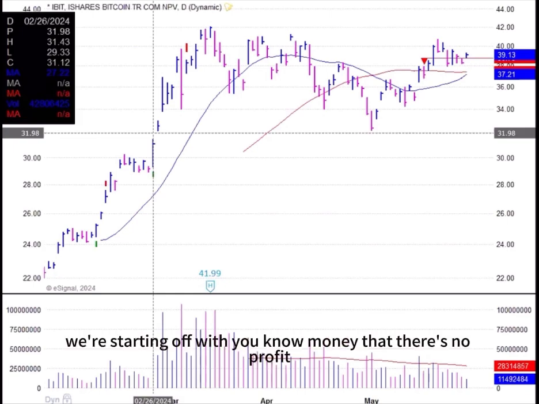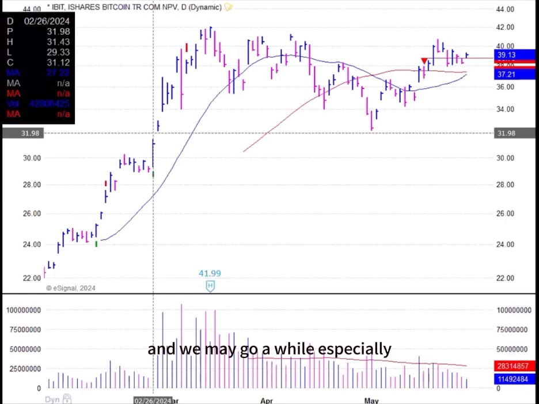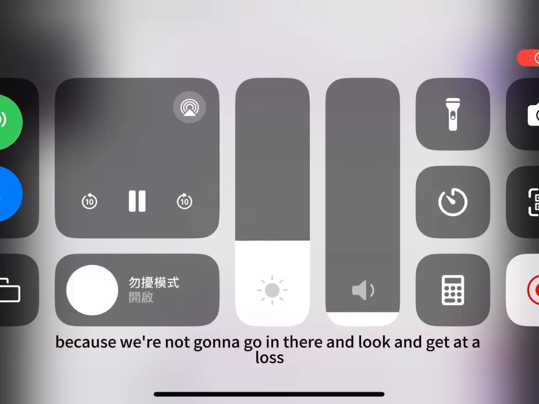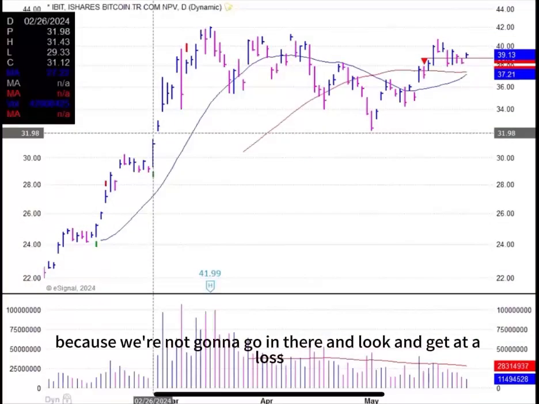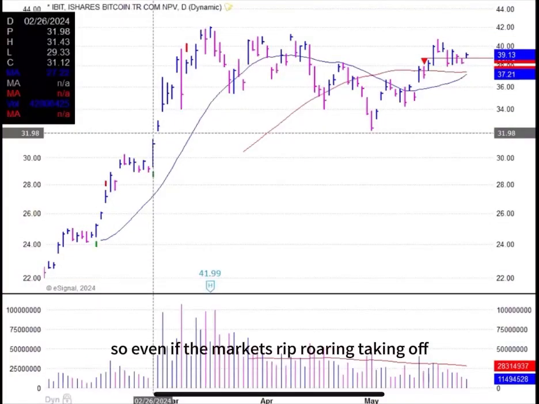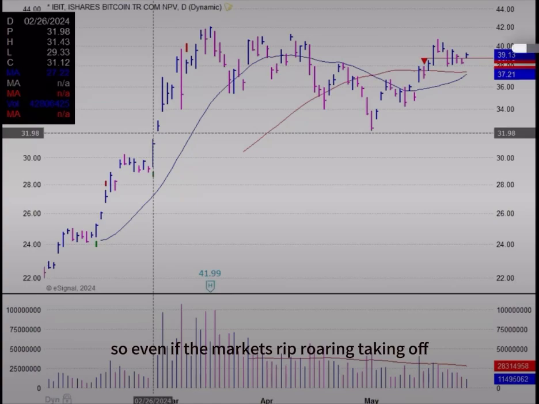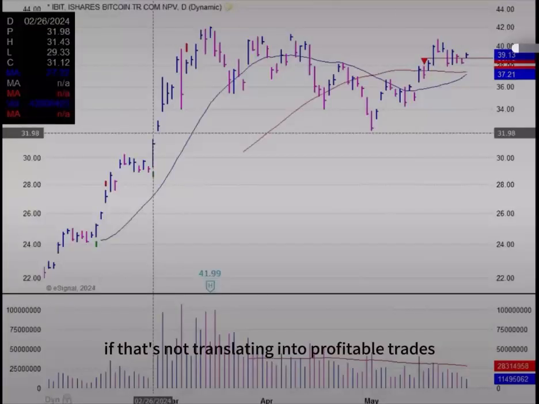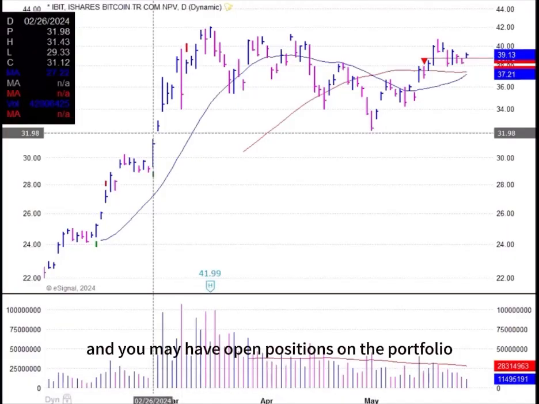When we're starting off with money that has no profit in it, especially if we start off with losses, we may go a while before we're aggressive or get any real position sizing, because we're not going to go in there and get to a loss too big right away. So even if the market's rip roaring and taking off, if that's not translating into profitable trades that we're making, and you may have open positions on the platform, there may be 30 of them, and they're working great.